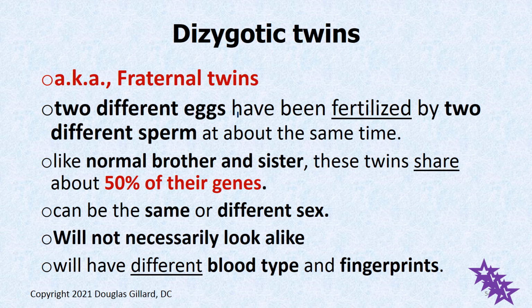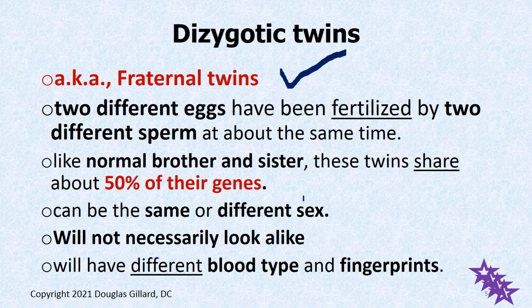But for whatever reason, sometimes both ovaries put out an egg at the same time. Or maybe one ovary will put out two eggs at the same time. However it works, there's two eggs that are going to go through this whole process that we've talked about. And these are called fraternal twins or dizygotic twins, meaning there's two zygotes that have occurred. And so these will be just like normal brother and sister. They'll only have 50% of the same genes.